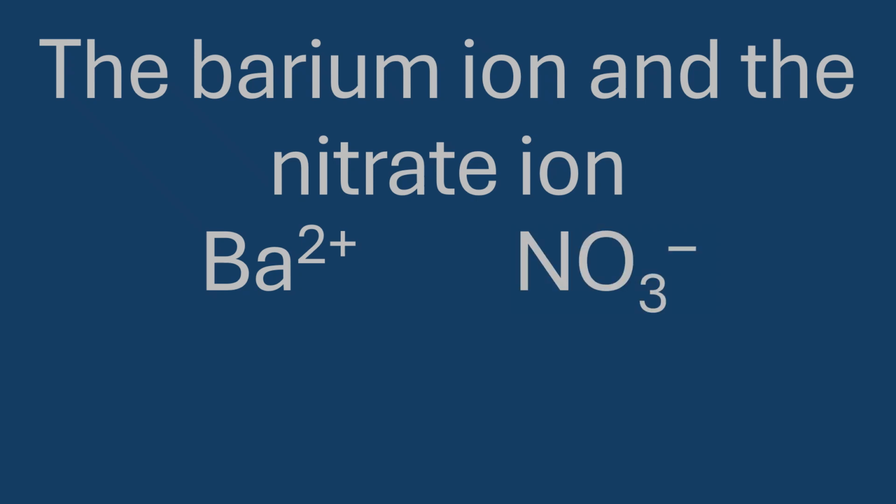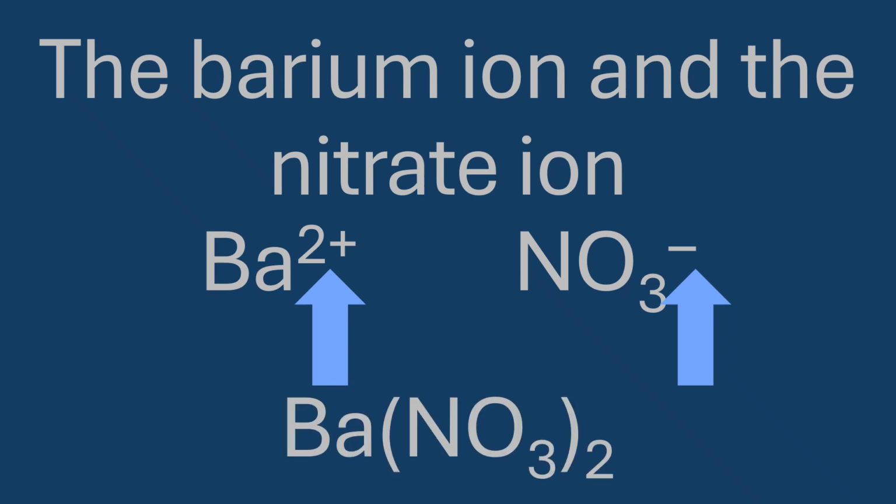In reviewing the charges, we can see that barium is twice as large in magnitude as the nitrate. In order to get the same number of positive and negative charges, we will have to double the number of nitrate ions present. Since nitrate is a polyatomic ion, and since we will need more than one of them, we'll have to remember to place that nitrate group in a set of parentheses prior to adding that subscript of 2.